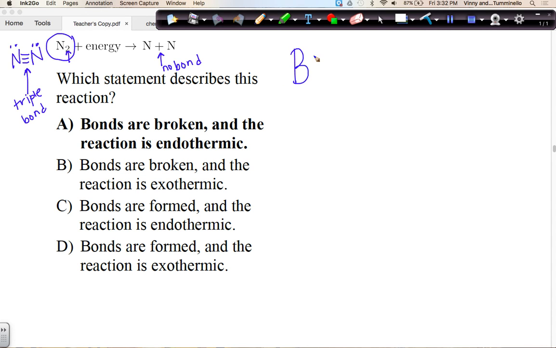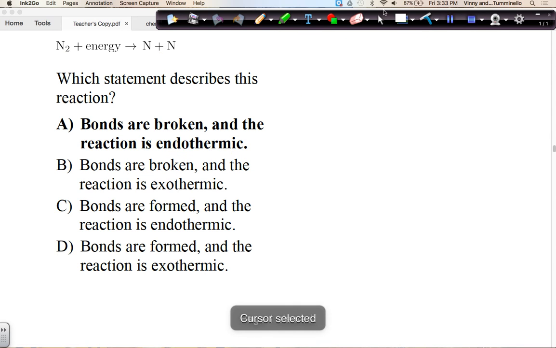We used the acronym BARF, B-A-R-F: when bonds are broken, energy is absorbed, and energy is released when bonds are formed. And we said that absorbed means endothermic. So the bond is broken and energy is absorbed, which means endothermic.